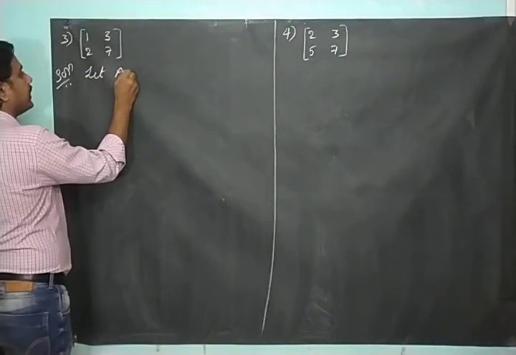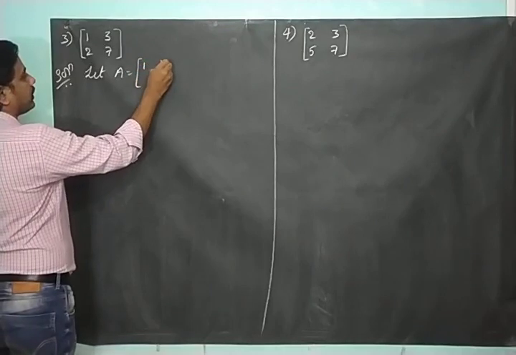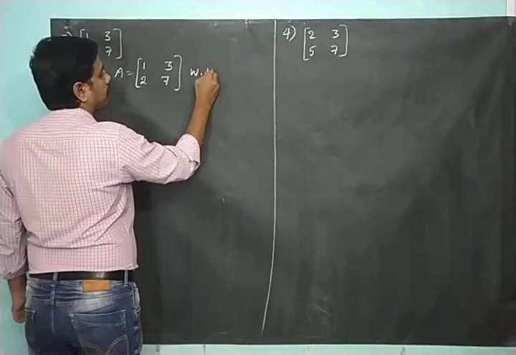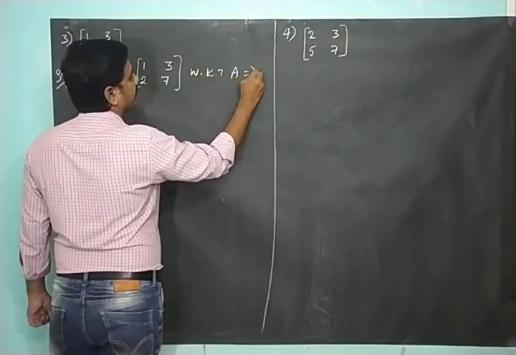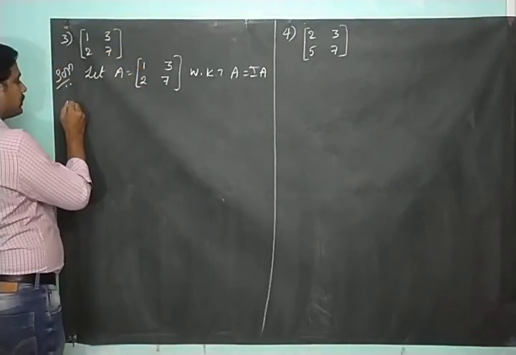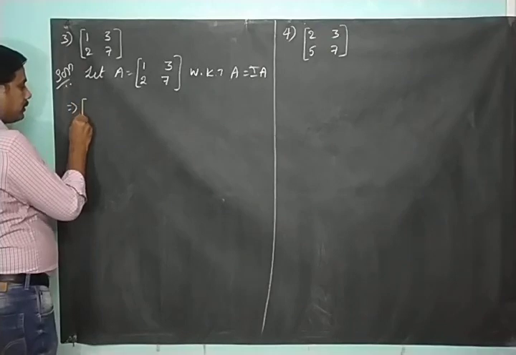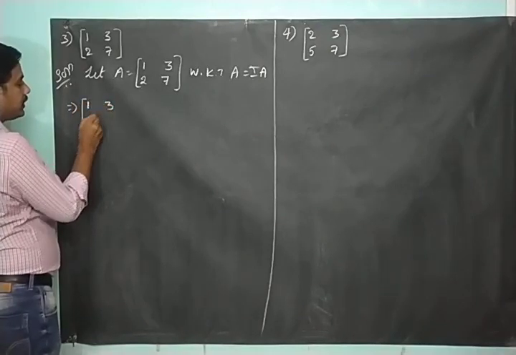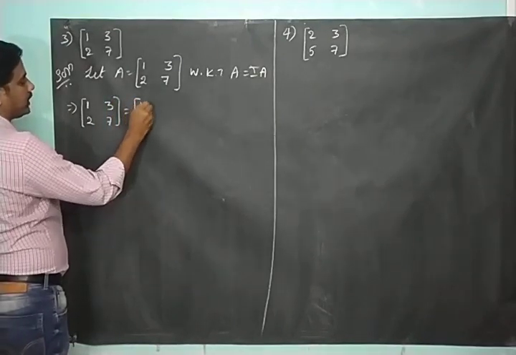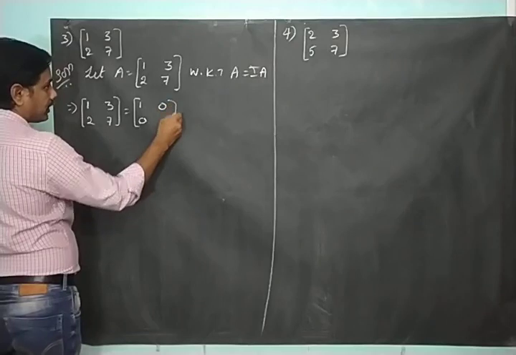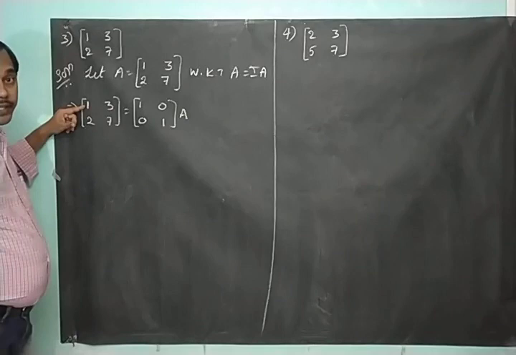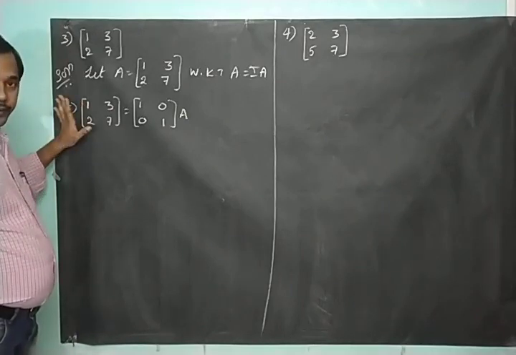Here let us consider A as equal to, once again, [1, 3; 2, 7]. A is written as I into A. Okay, so that is [1, 3; 2, 7] equal to I, which is [1, 0; 0, 1], into A. Now let us check first A11. It is 1, so no need to do any simplification here.